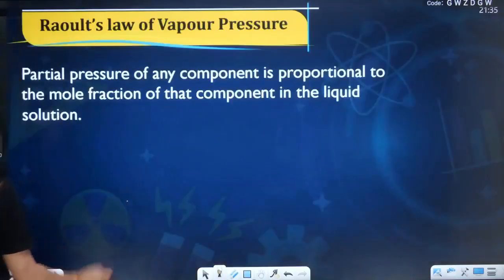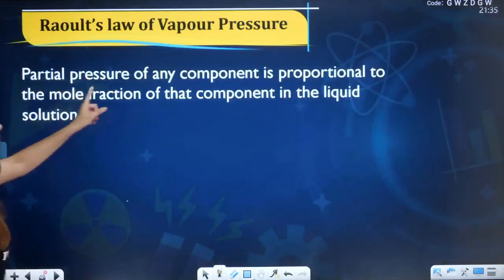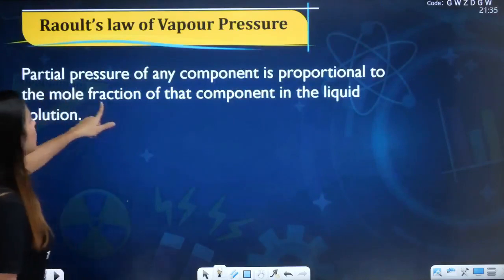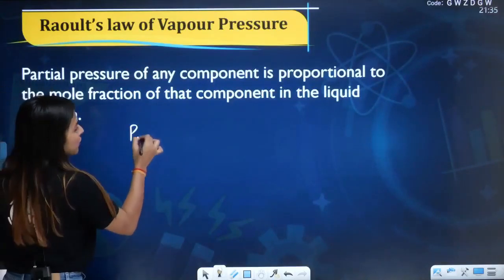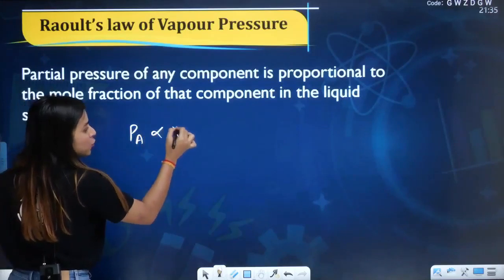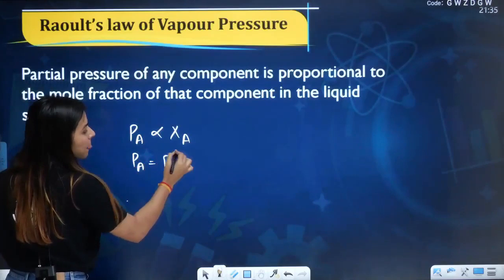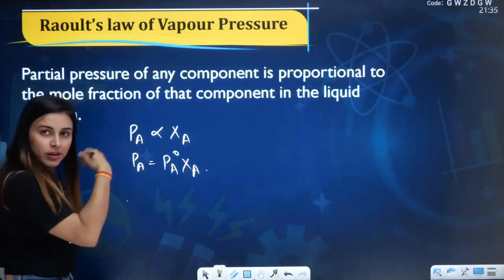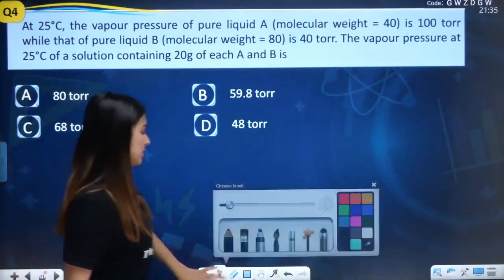First, you need to know the definition as well for Raoult's law. So see, partial pressure of any component is directly proportional to the mole fraction of that component in the liquid solution. Means if you are calculating for PA, then this will be directly proportional to XA and then PA will be equal to PA naught XA. The whole definition we've done earlier. Okay, perfect. Now let's solve a question and understand the concept.